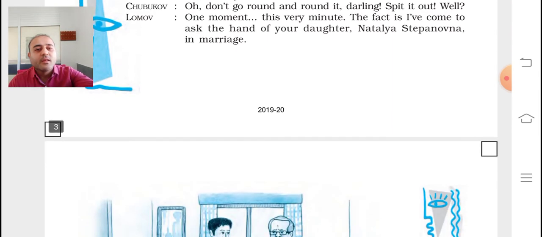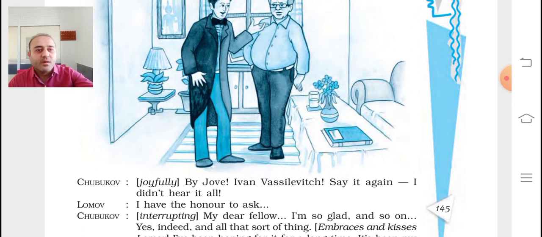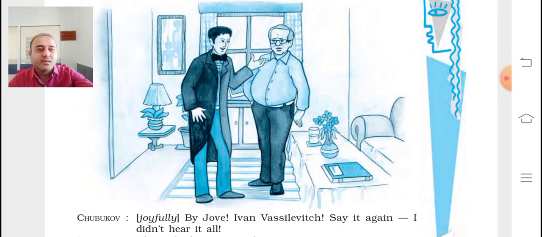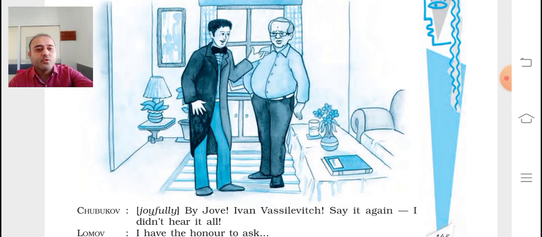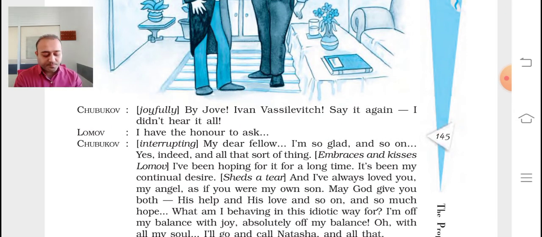Okay, you can see here the picture. On the right side it is Shubuko, and on the left hand side is Lomo. Shubuko, joyfully, that means he is very happy. By Jove, right? By Jove means an expression of surprise or joy. That means Shubuko was very surprised and happy with the marriage proposal from Lomo.